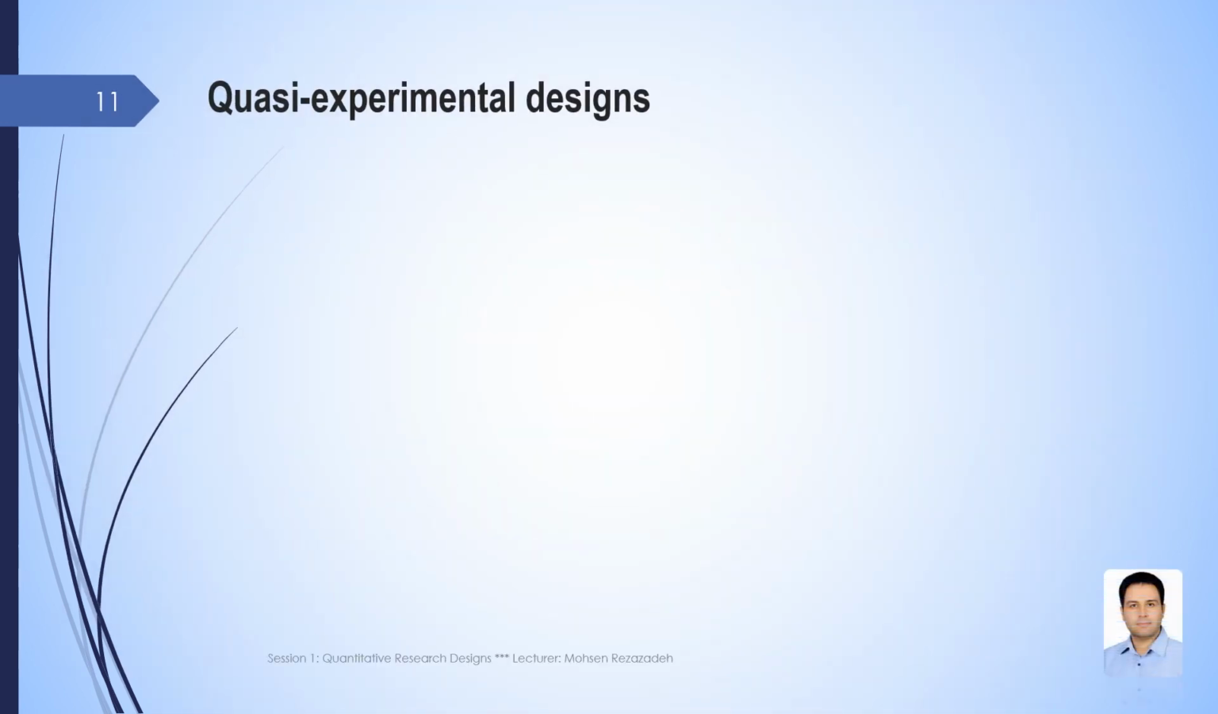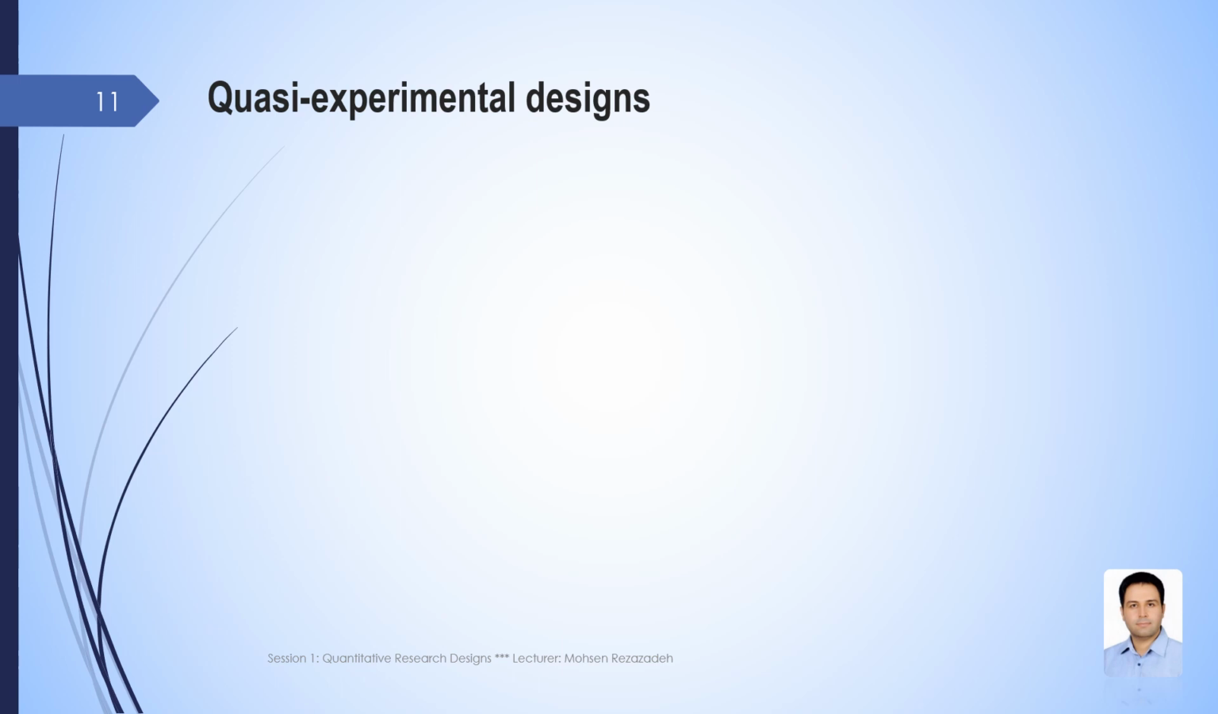If you remember, we said that experimental designs are of 3 types. True experimental design, quasi-experimental designs, and pre-experimental design. Here we want to talk about quasi-experimental designs.